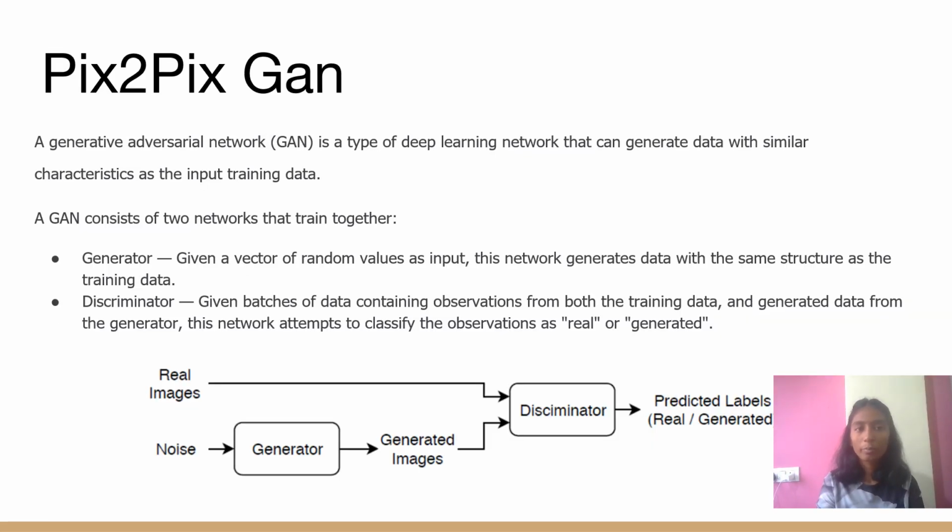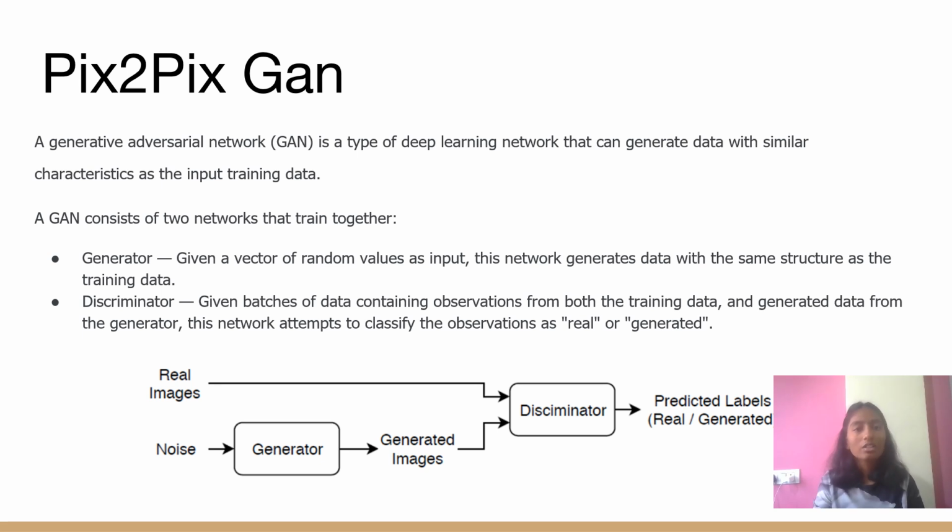Now coming to pix2pix GAN. GAN is nothing but generative adversarial network. It is a type of deep learning network that can generate data with similar characteristics as the input training data. It is a powerful deep learning technique. They are widely used in applications such as image generation, image colorization, style transfer, etc.